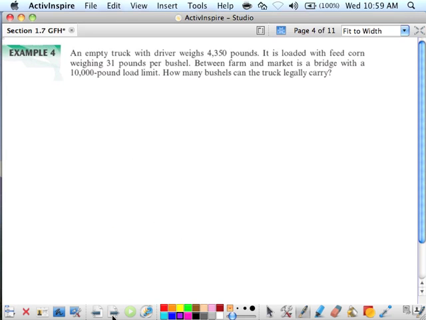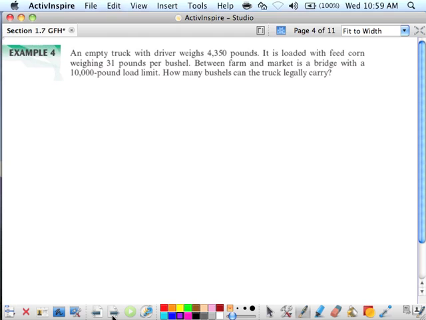Okay, so we have an empty truck with the driver that weighs 4,350 pounds. If we load it with feed corn that weighs 31 pounds per bushel, and we drive it over a bridge that has a 10,000-pound load limit, we want to try to figure out how many bushels the truck can legally carry.